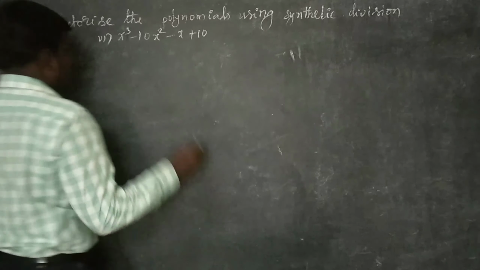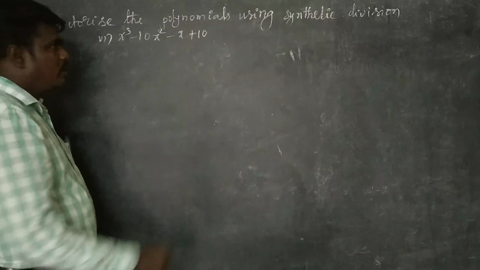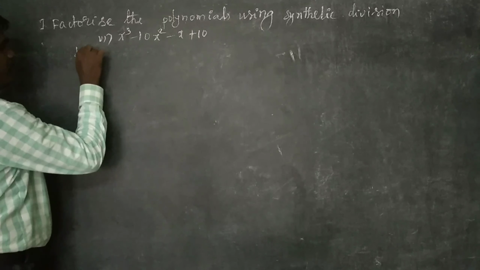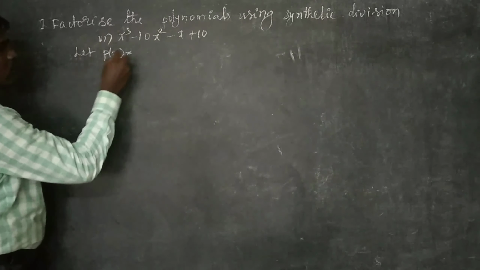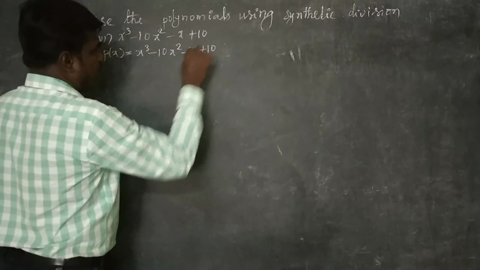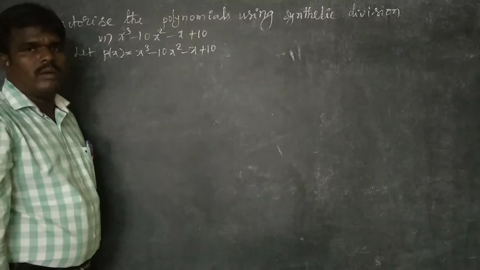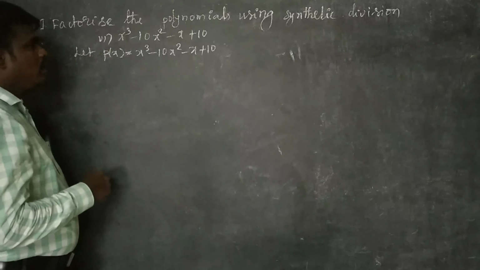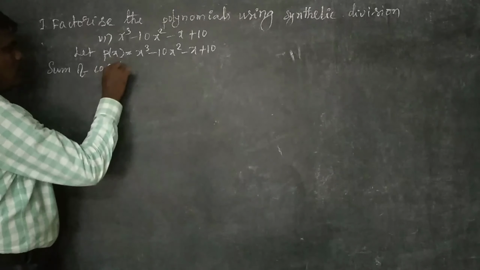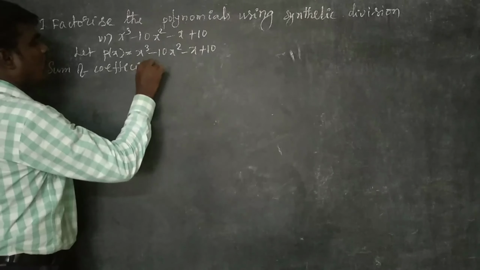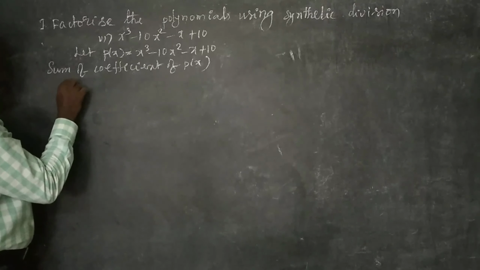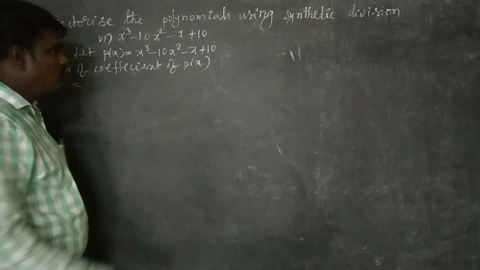The polynomial is x cube minus 10x square minus x plus 10. Solution: let p of x equal x cube minus 10x square minus x plus 10. p of x is a polynomial in x. The first condition is the sum of the coefficients of p of x.